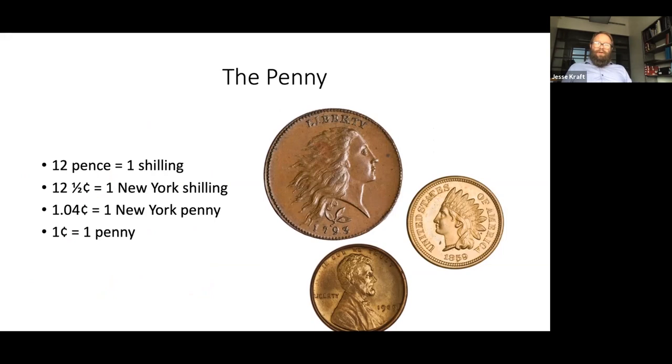In New York, 1 shilling was worth 12.5 cents. And if you divide that by 12, you have 1.04 cents. And if you round that to 1 cent, you have 1 penny, or 1 New York penny. So the next time you call it a penny, and somebody says we never struck pennies, you can tell them that you're not talking about English pennies, you're in fact talking about New York pennies.